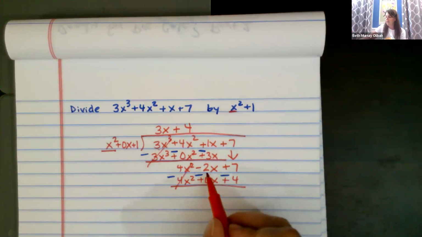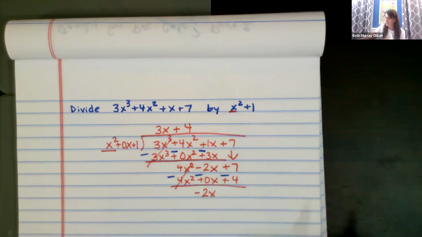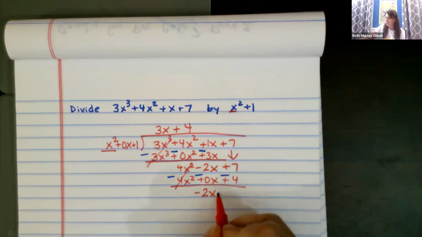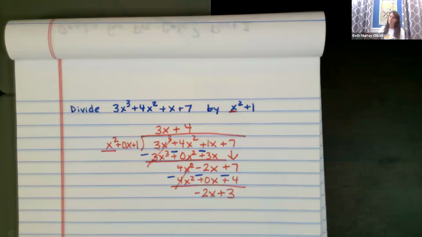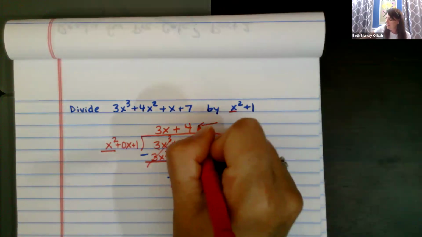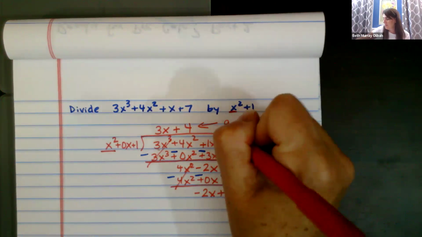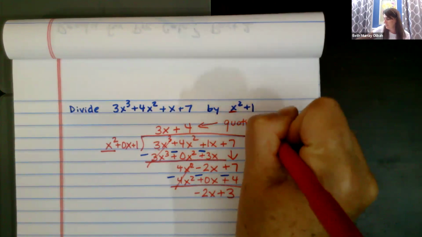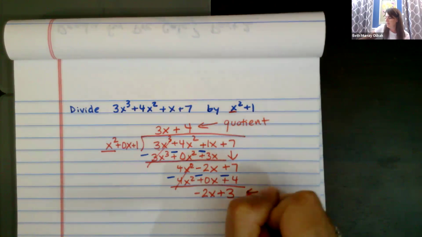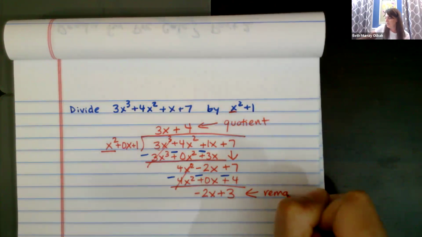These are gone. -2 minus 0 is still -2. And 7 minus 4 is 3. So the signs weren't too tricky on this one. This is our quotient. So it's kind of like the answer. This is our remainder.